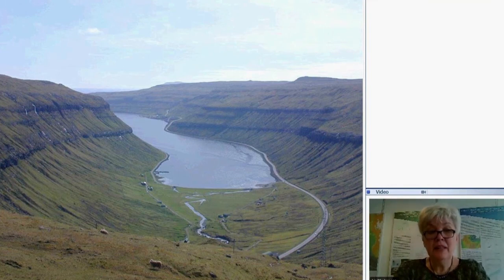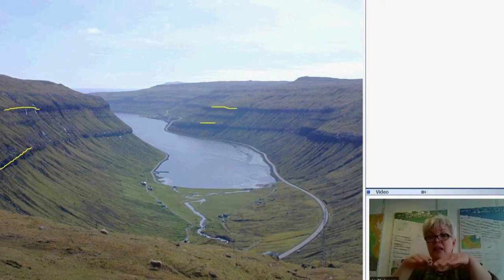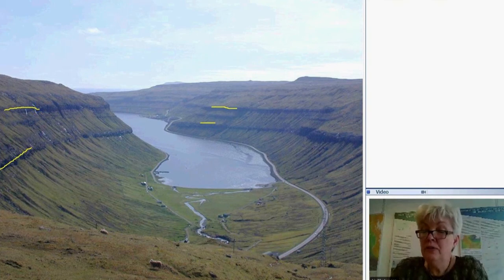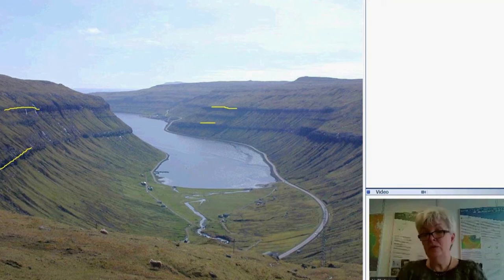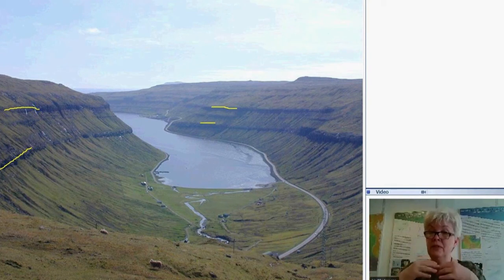If you look at the parts here that I'm trying to mark out, you can see these lines in the landscape. You can see them on the other side of the fjord as well. See how the whole landscape is built up of layer upon layer of volcanic lava, actually. That's about 60 million years old. So the Faroe Islands were built up by volcanic activity.